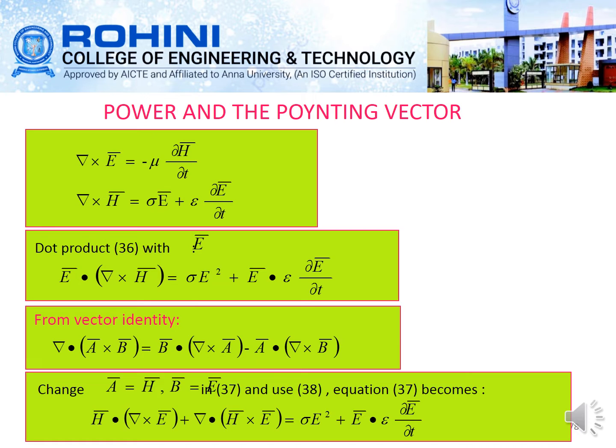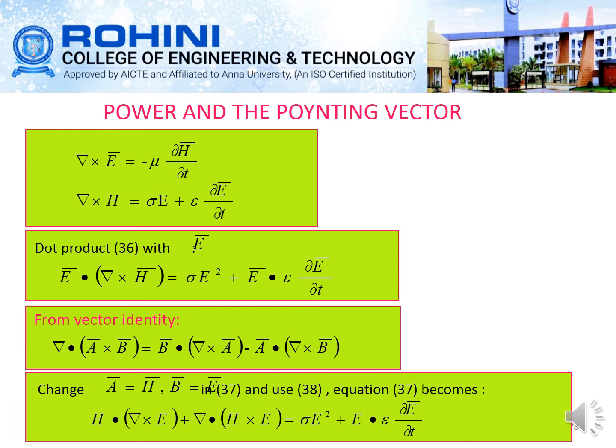In terms of the magnetic field, the same equation we write as del cross H vector is equal to sigma into E vector plus epsilon into dou E vector by dou t. Taking the dot product with the electric field, we get E vector dot del cross H vector is equal to sigma into E square plus E vector dot epsilon into dou E vector divided by dou t. Applying the vector identity, as with Maxwell's equation.